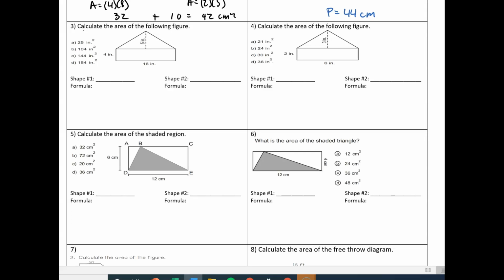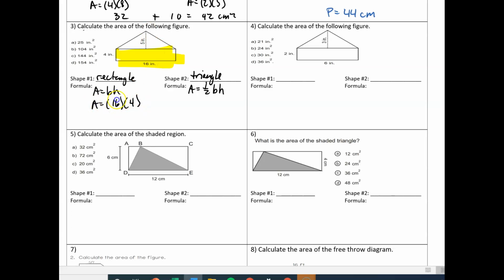So we've got a rectangle and a triangle. Very first thing you want to do is write out the formulas: area is equal to base times height, and area is equal to 1/2 base times height. Then you want to start seeing what information you have. So for the rectangle, you're good. You've got your base of 16, you've got your height of 4, you have all the information you need in order to find the area of that.